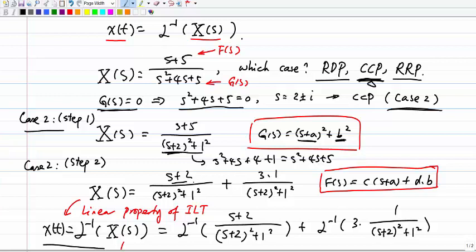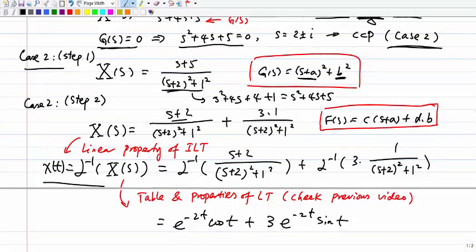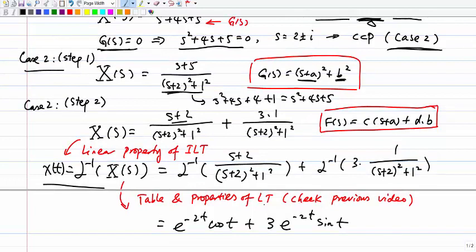Of course, I do one more step to split them into two components: one is c times (s plus a) divided by the denominator, plus d times b divided by the denominator. Now I can use the linear property of the inverse Laplace transform, which means the inverse Laplace transform of X(s), given by x(t), is the sum of the inverse transforms of the individual components. The key idea is to use a table and properties of the Laplace transform to figure out the inverse.